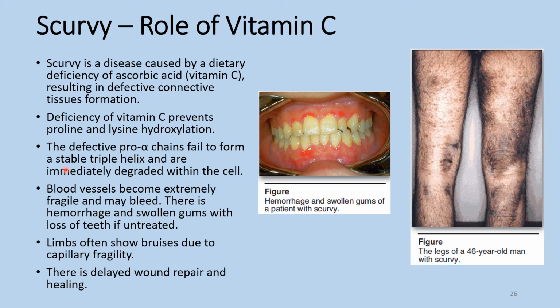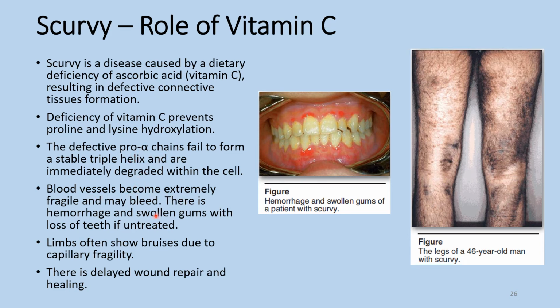These defective pro-alpha chains, in which the hydroxylation should take place, but because of the deficiency of vitamin C, hydroxylation is less or poor. So poor alpha chains are formed, which cannot make a stable triple helix. And these pro-alpha chains are degraded.